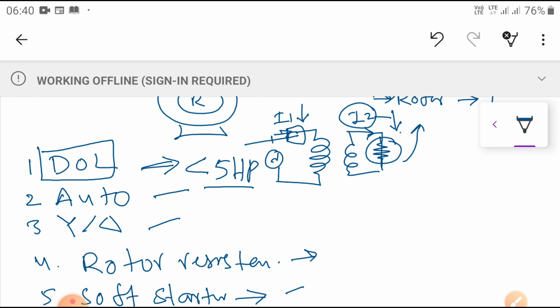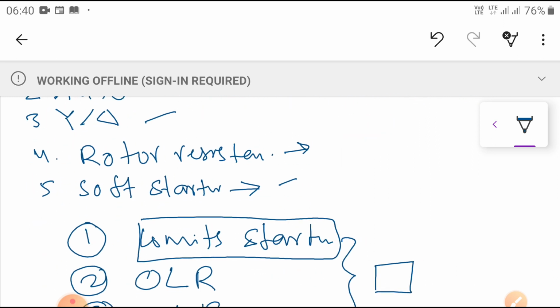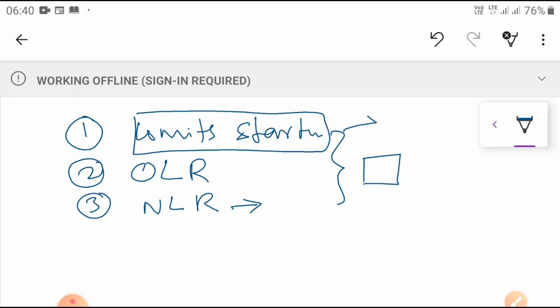So, we have already seen everything. Now, coming to these things once again. What is the limit? We can control the limit from the stator side or rotor side by adding some resistance initially, till the rotor reaches 80% of its speed. Then the OLR and NLR, which we already discussed.